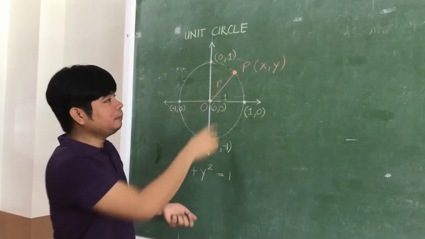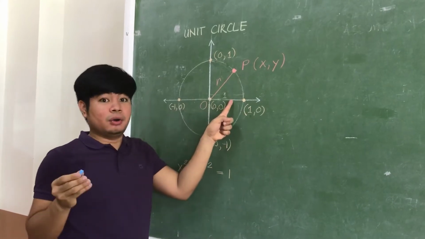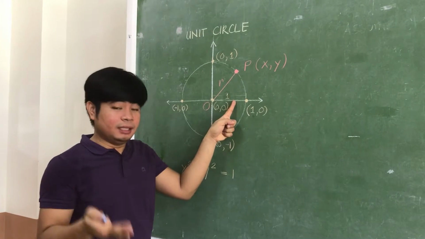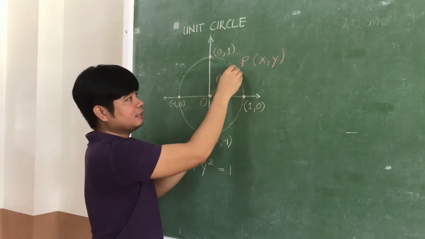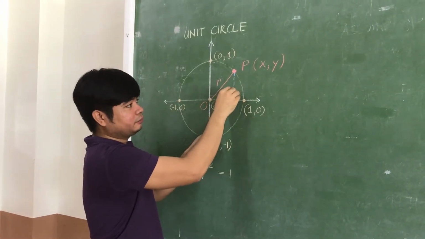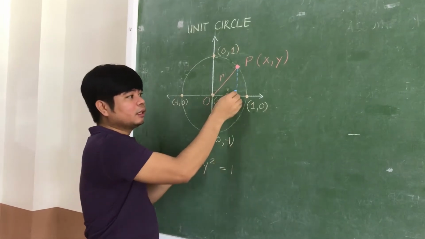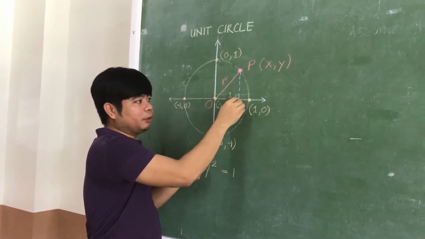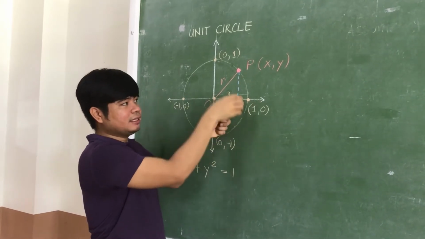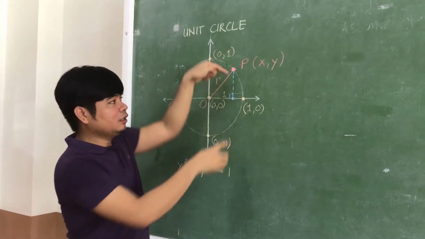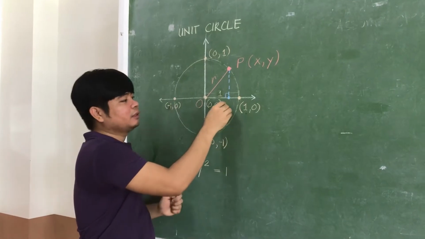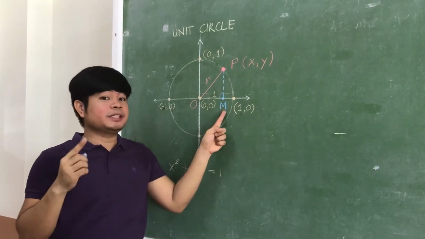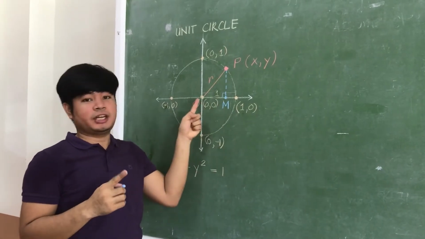Okay? Now, from point P, I am going to draw an imaginary vertical line that is perpendicular to the x-axis. That is perpendicular, okay? I will name the point of intersection of the x-axis and the imaginary vertical line I just drew as point M. And notice, I was able to create a triangle.